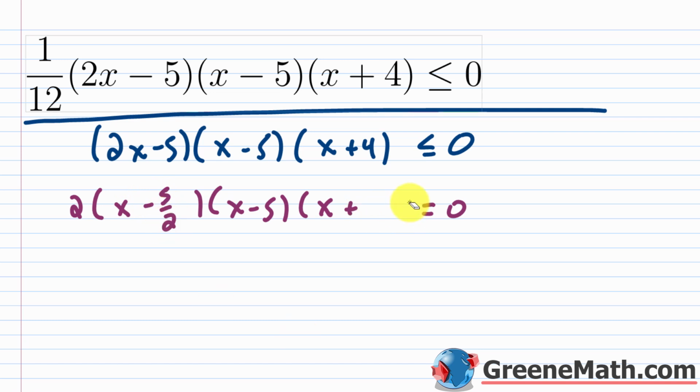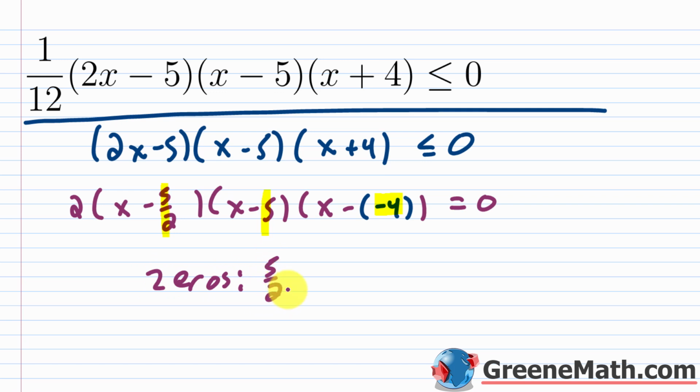So let me actually rewrite this one. I'm going to change x plus 4 into x minus a -4, just so this is crystal clear. Don't want to lose anybody. And actually, let me change that over to that. So this is equal to 0. Okay, so I can just grab the zeros now. So it's going to be 5 halves, 5, and then -4. So let me write that out. So the zeros, that's going to be 5 halves. You're going to have 5, and then -4.